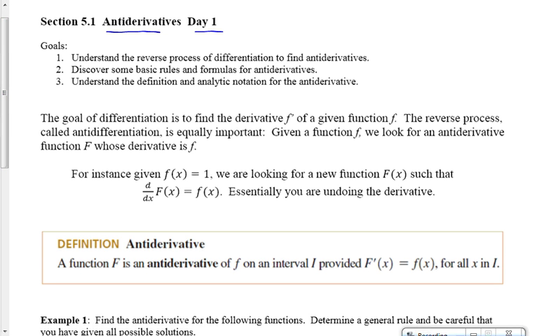Goals here would be to understand the reverse process of differentiation. We're basically going to undo derivatives, not that we're going to unlearn or take them apart. We're going to do the backwards thinking process of finding a function if we know its derivative. We're going to look through some basic rules and formulas for antiderivatives, and look at the definition and notation for the antiderivative.